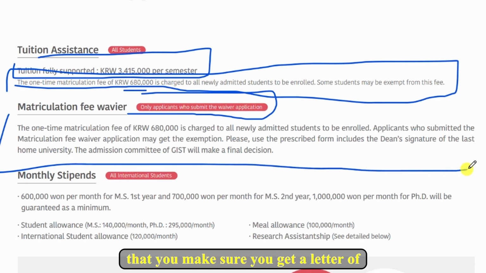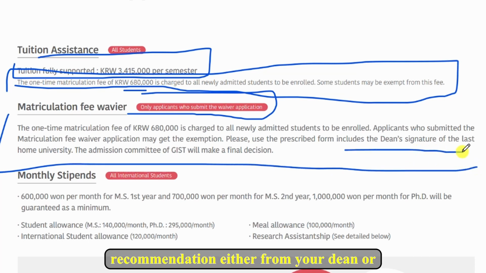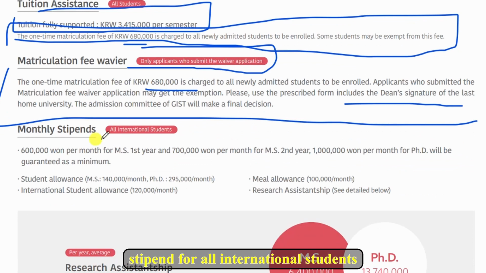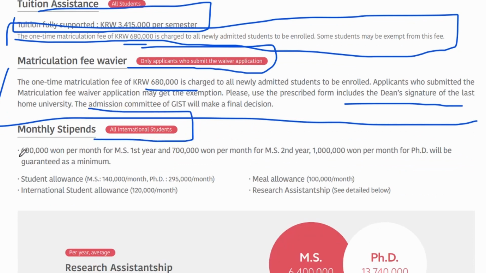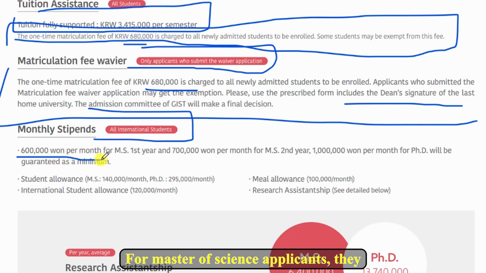It is important that you make sure you get a letter of recommendation either from your dean or head of department if you want this amount to be waived. And then there is a monthly stipend for all international students. For Master of Science applicants, they are going to receive on a monthly basis 600,000 Korean won. That is like less than $600 per month.